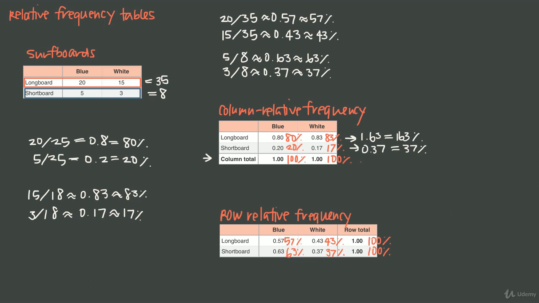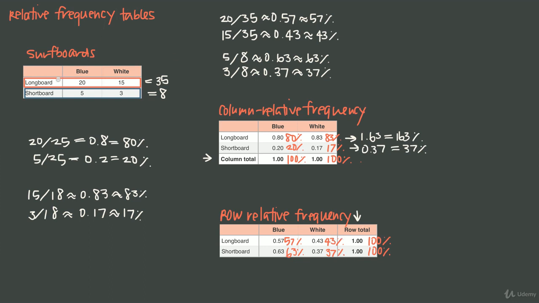Notice how in the column relative frequency table, we had across the bottom the column total and then the total decimal 1.00 or 100%. In a row relative frequency table, I have instead the row total. I say specifically it's a row total, and my decimals add up to 1.00. 0.57 plus 0.43 is 1. 0.63 plus 0.37 is 1. So it makes sense to sum up the totals because I'm saying that the row total is 100% of the longboards. 57% of those are blue, 43% of those longboards are white.